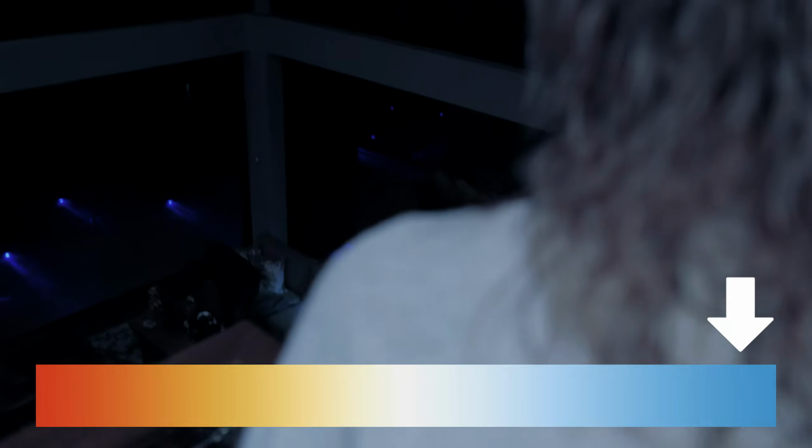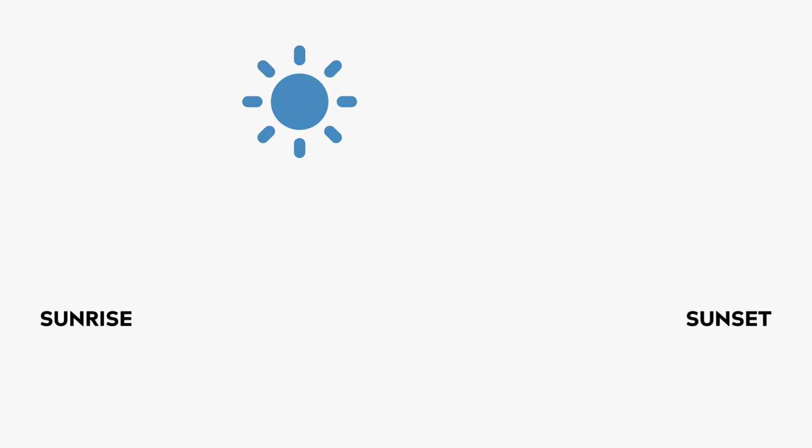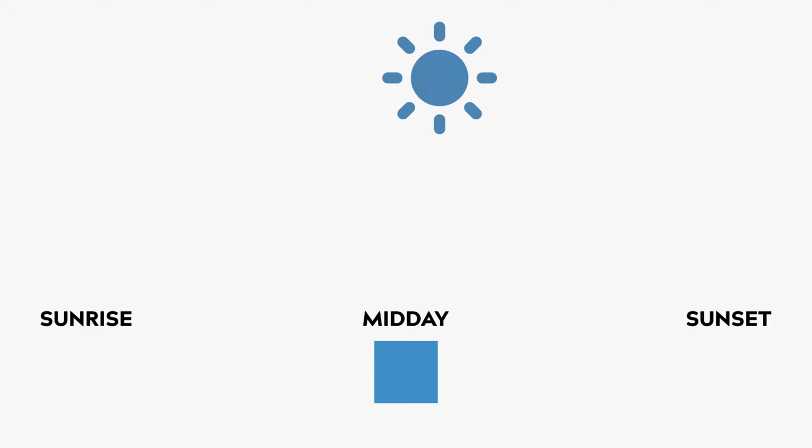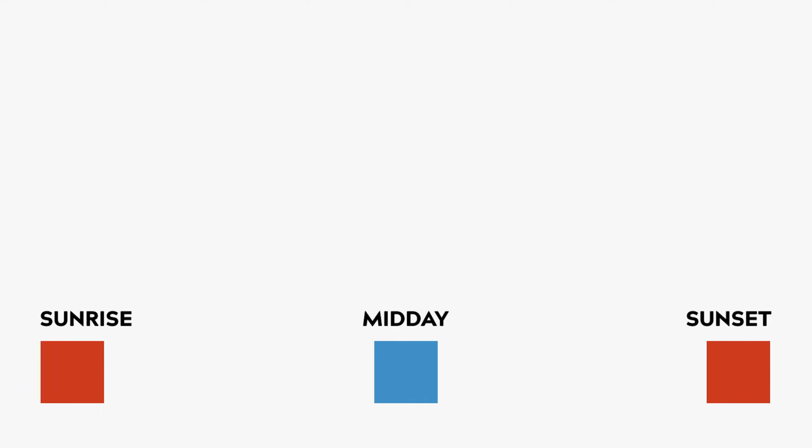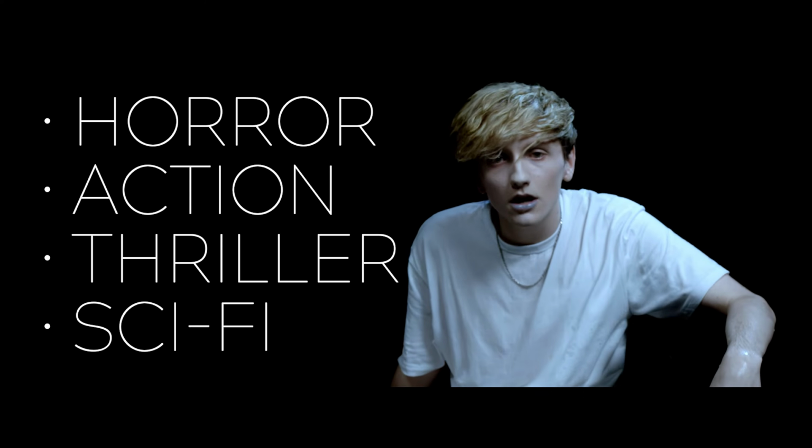It's been proven in psychology that cooler color temperatures make us feel more alert and increase our concentration. This is because natural daylight cools off the most in the middle of the day when we're most awake, and it warms up again at sunrise and sunset. This is why you see this look used in genres such as horror, action, thriller, sci-fi. Genres where the filmmakers want to really ramp up the suspense and keep you on the edge of your seat.